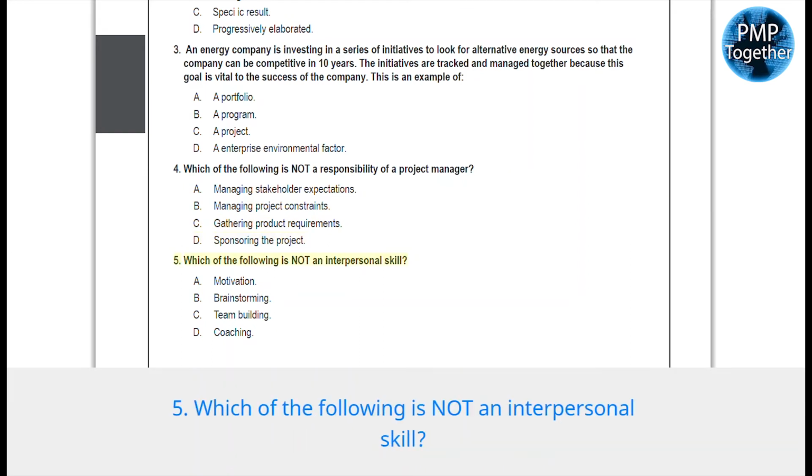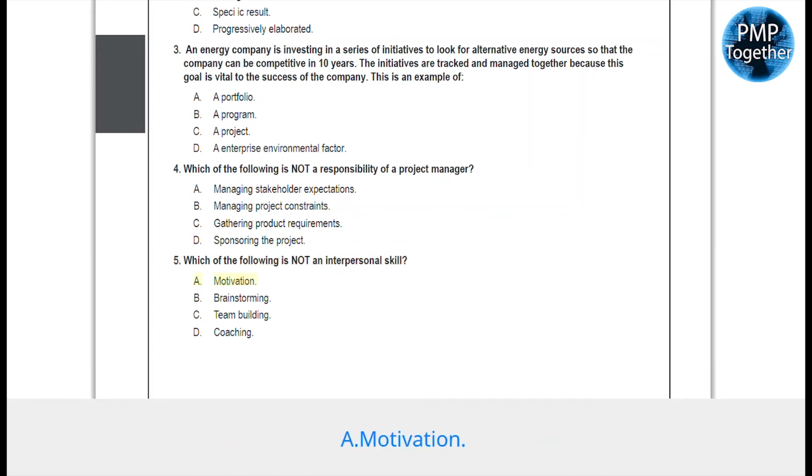5. Which of the following is not an interpersonal skill? A. Motivation. B. Brainstorming. C. Team building. D. Coaching.